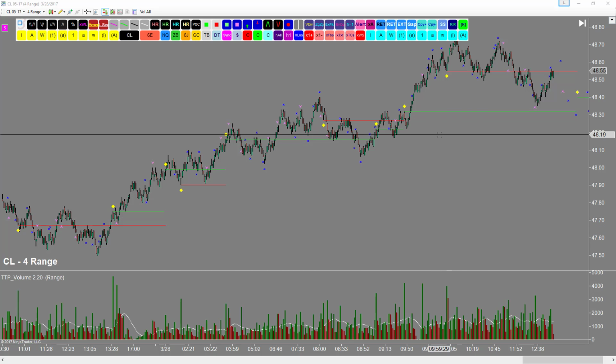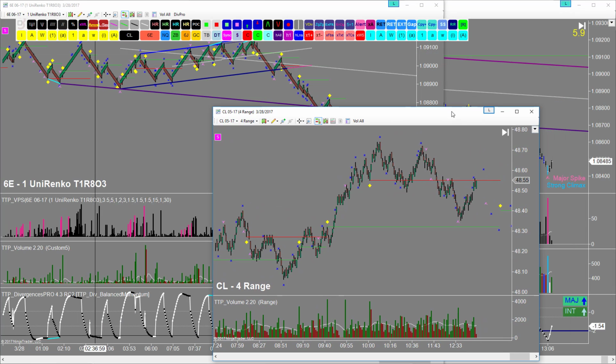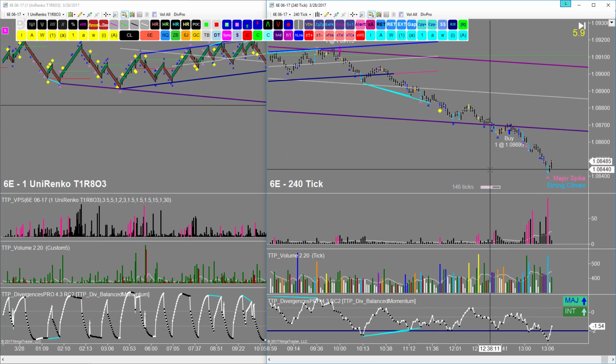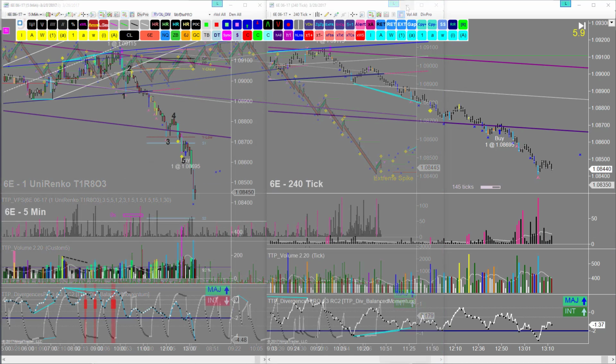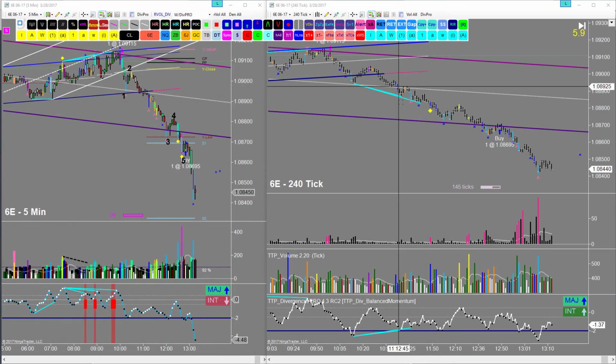So that's the long version, the long answer to why we don't use Renko style charts, nor range charts. They're going to be better for analyzing volume than Renko's would be, but still we focus mostly on tick and minute charts for those very specific reasons.